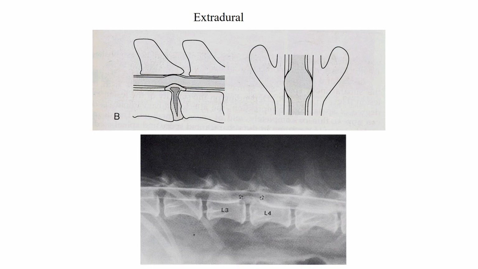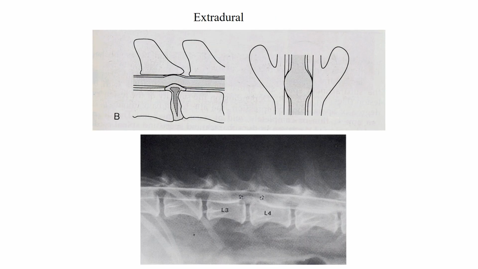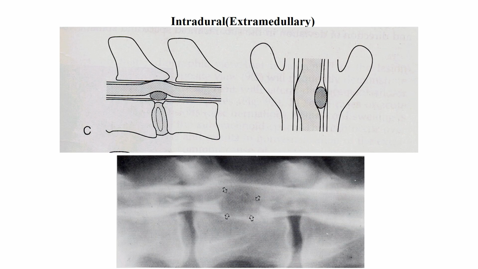the L3 L4 disc protrusion. So the L3 L4 disc is protruding out and compressing the spinal cord. It is clearly appreciated after myelography. This is called an extradural lesion.